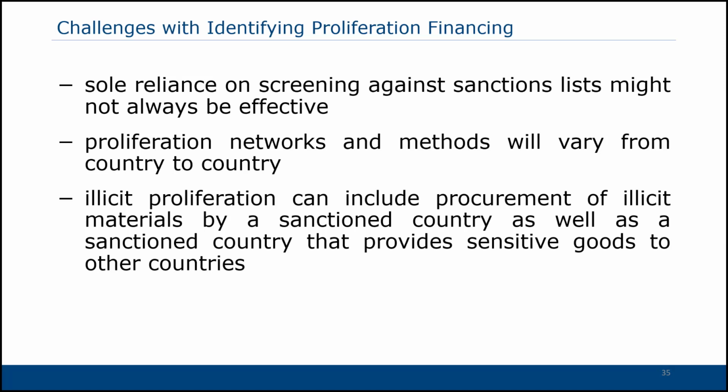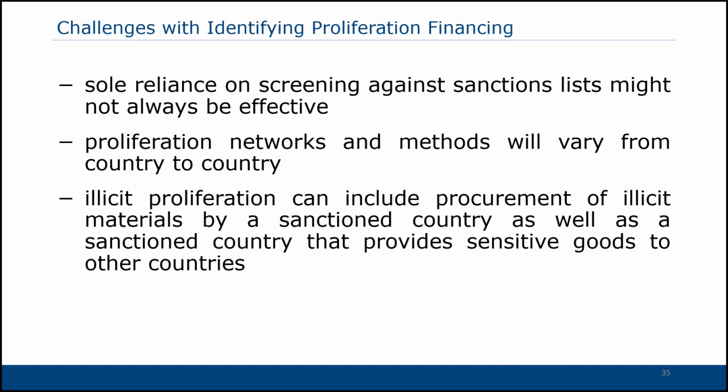Proliferation financing tends to be directed by state actors who develop their own networks and distinct ways of accessing the financial system. Financial services providers should be aware that proliferation networks and methods will vary from country to country. Conversely, proliferation networks from the same country tend to behave quite similarly. Illicit proliferation can include procurement of illicit materials by sanctioned countries, as well as a sanctioned country that provides sensitive goods to other countries. These challenges, while faced by all key stakeholders, have the largest impact on financial service providers, as they are the last line of defense in disrupting proliferation networks.